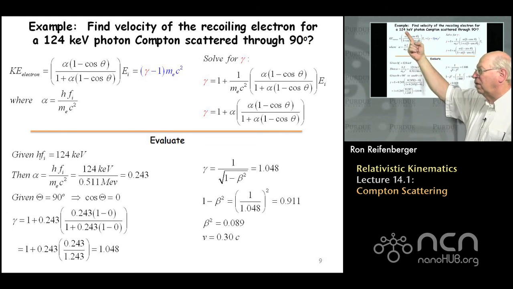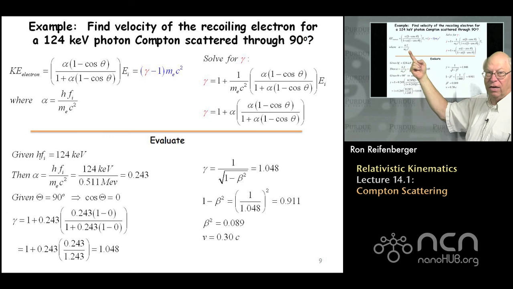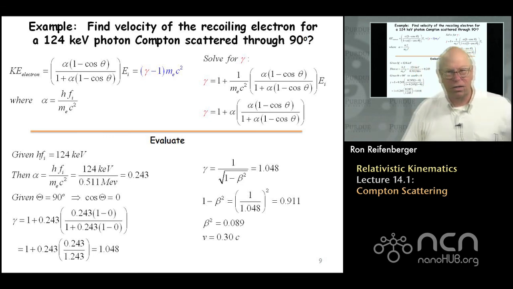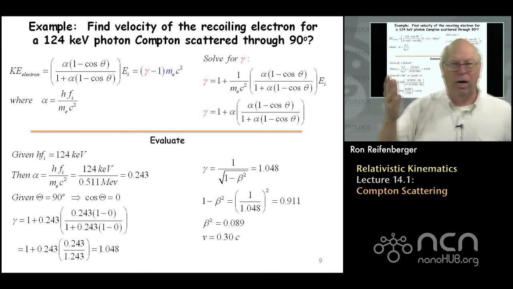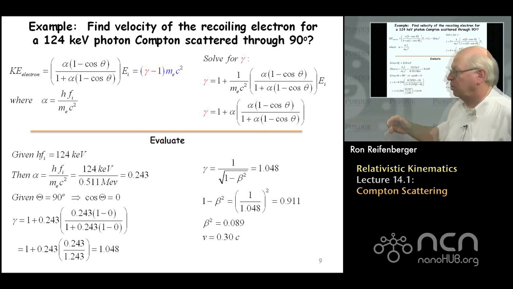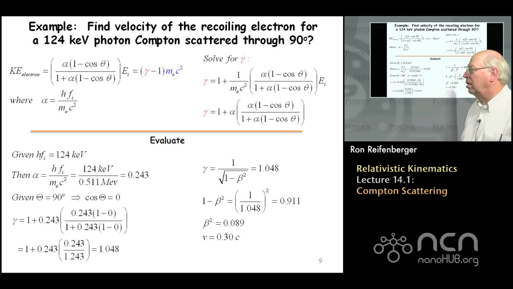The incident photon energy factors into this parameter alpha. The rest mass energy of an electron is, of course, 0.511 million electron volts. So this quantity is known, right? The hf is the 124 keV photon energy. So I just evaluate the formulas. Again, you can check my arithmetic.